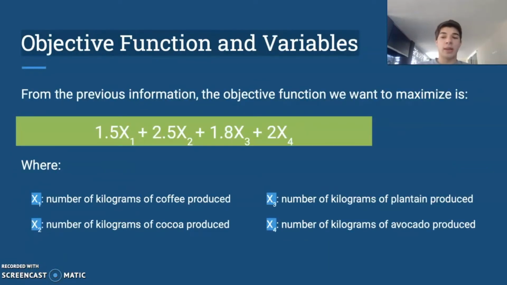After getting all the data from each table, we got this, which is the objective function. We want to maximize this function that I'm showing you right here, where x1 is the number of kilograms of coffee produced, x2 is the number of kilograms of cocoa produced, x3 is the kilograms of plantain produced, and x4 is the kilograms of avocado produced in the time.